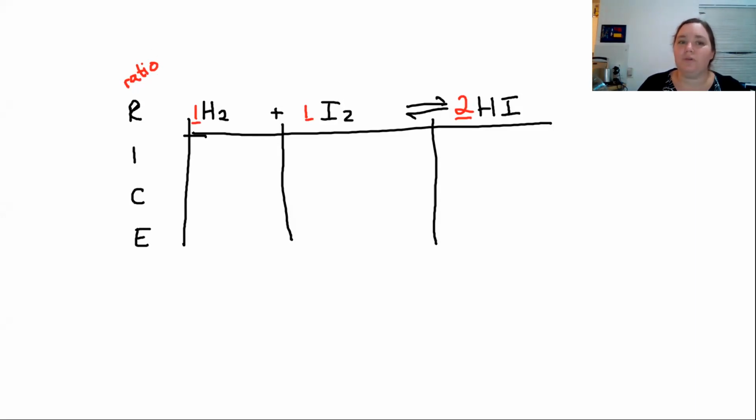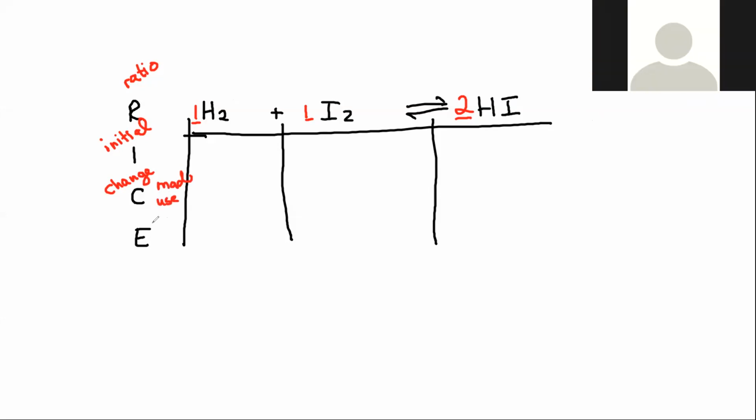So the ratio tells us the ratio of the different substances in the balanced equation. Very important. I stands for initial. This is how much of everything we initially have in the container before we establish equilibrium. C stands for change. Now, some schools separate this out into a made column and a used column or something like that. I don't see the point. The substance is either going to be made or it's going to be used up. It can't be made and used up at the same time.